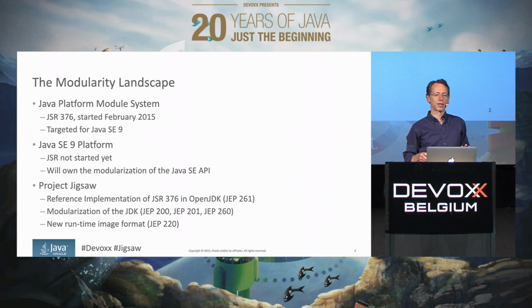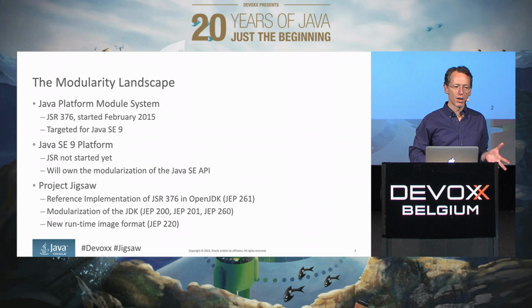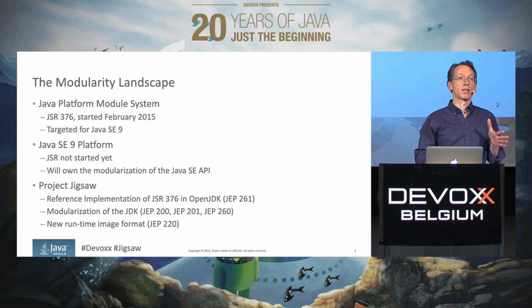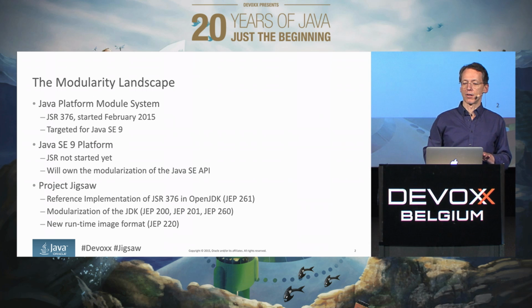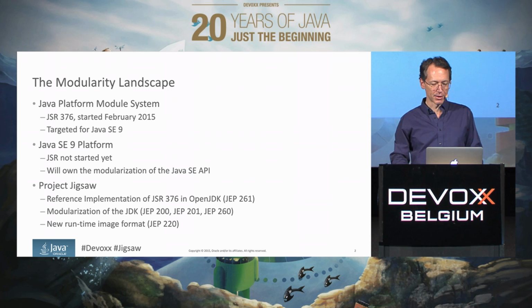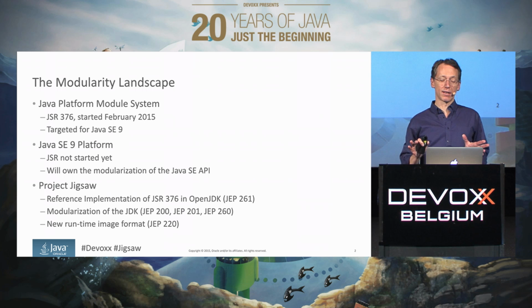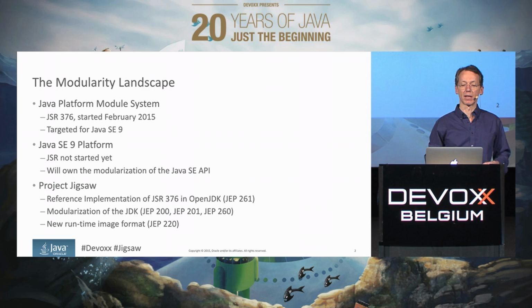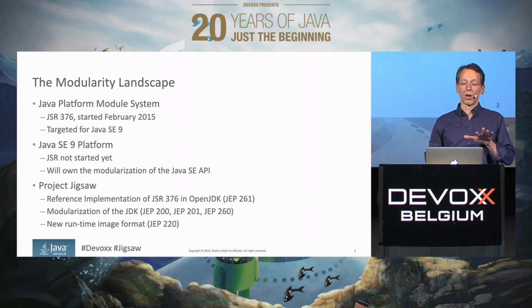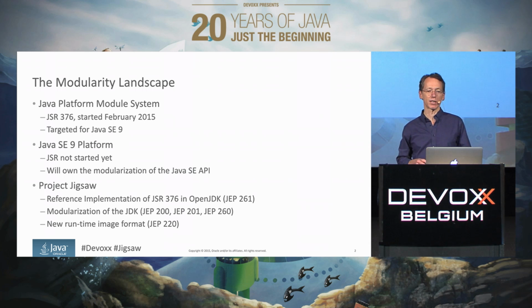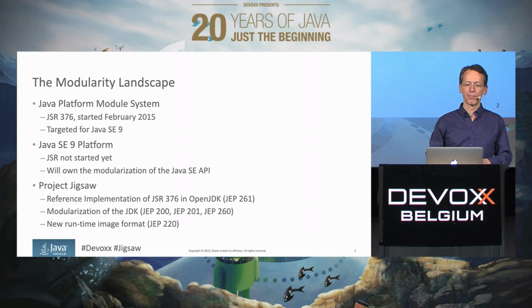Okay, first I'd like to do a quick review of the modularity landscape because there are lots of moving parts here. First, the Java Platform Module System is being defined in the JCP for Java SE 9. The expert group for that started its discussions back in February of this year. Second, the Java SE 9 platform itself will be defined in the JCP, although that particular JSR has not yet been filed. This JSR will own the modularization of the Java SE API, that is the allocation of Java SE packages like java.lang and java.sql into specific modules.